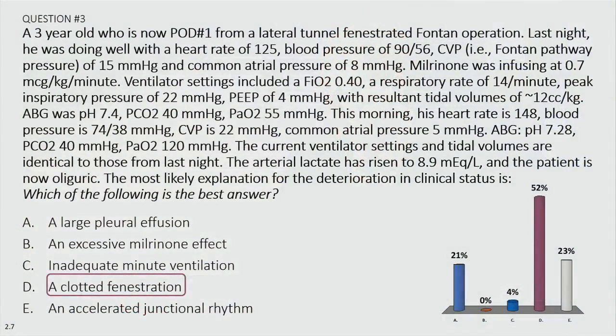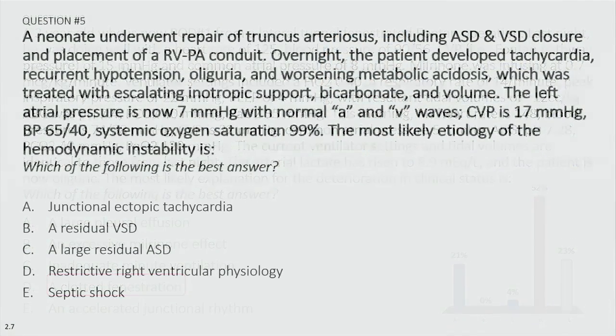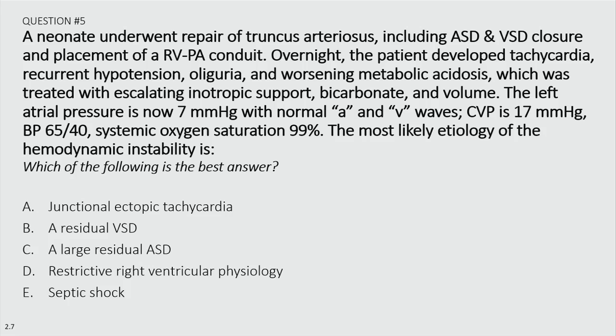All right, next question, which I think is number 5. A neonate underwent repair of truncus arteriosus, including ASD and VSD closure, and placement of an RV to PA conduit. Overnight, the patient had tachycardia, recurrent hypotension, oliguria, and worsening metabolic acidosis, which was treated with escalating inotrope support, bicarbonate, and volume. Left atrial pressure is now 7 with normal A and V waves. The CVP is 17. Blood pressure 65 over 40. Systemic oxygen saturation is 99%.